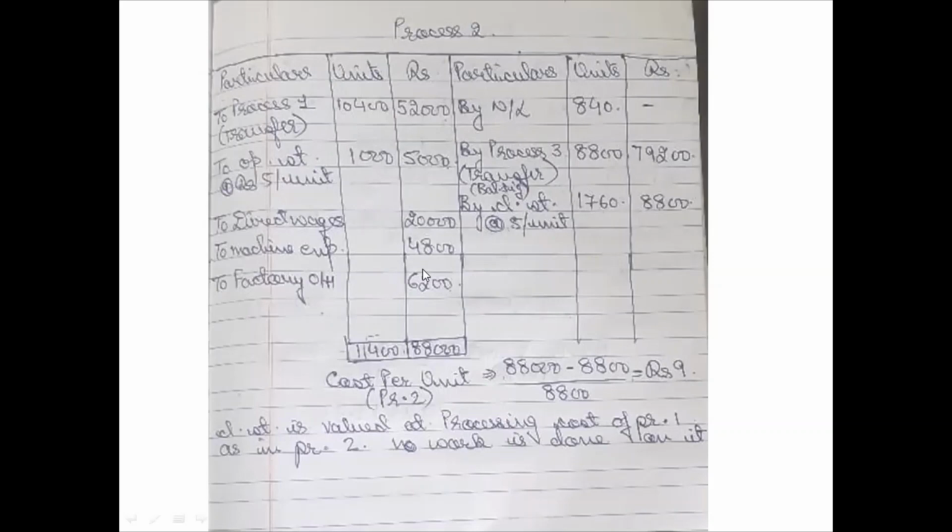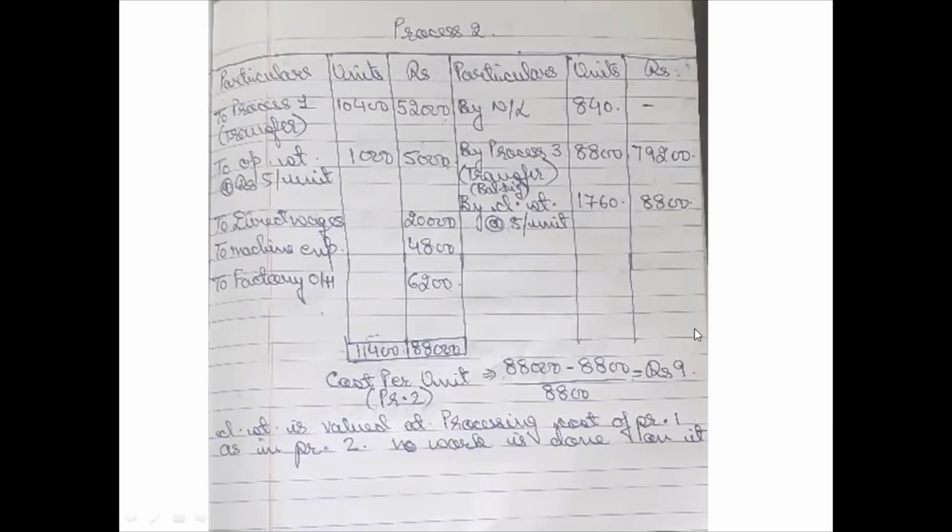Make a total of the debit side. That means 52,000 plus 5,000 plus 20,000 plus 4,800 plus 6,200. A total of the debit side minus the amount of closing stock, because this stock is going to be processed further. So here I have identified that the valuation of these 8,800 units will be a total of all this, that is coming to be 88,000 minus 8,800. So the value is coming as 79,200.